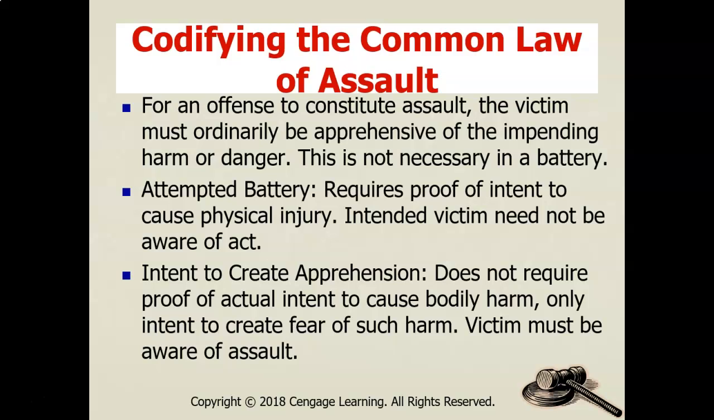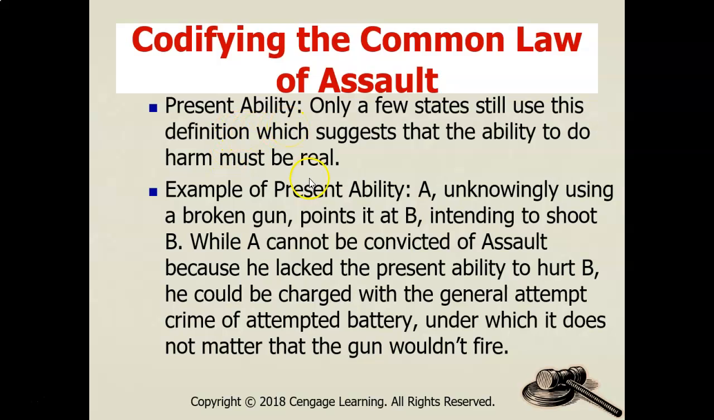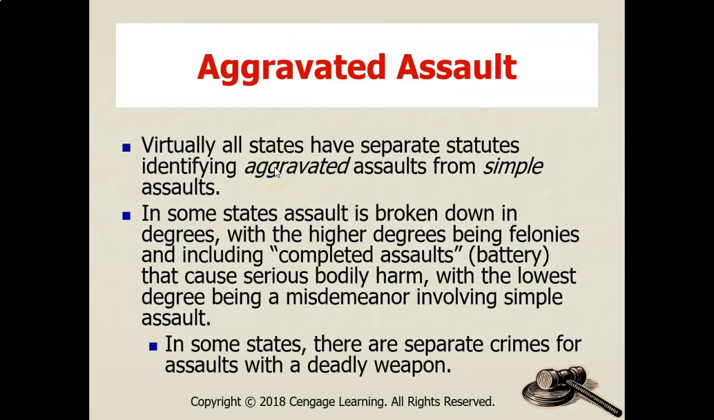Attempted battery requires proof of intent to cause physical injury, and then intent to create that apprehension. The easiest way to explain apprehension is what I call a flinch response. So if somebody draws back and you flinch, or you see another person flinch, that to me is a pretty good example of apprehension. There are better ones, but that easily explains it and lets you get a picture in your mind of what it's going to be. Present ability, like we talked about before: can the person really do what they're saying they're going to do? So, aggravated assault: basically what we're looking at here is, how bad was the assault?